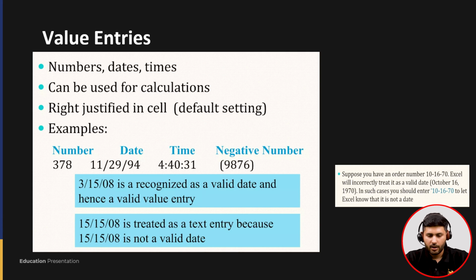You can have a look over here. There's a small suggestion mentioned. Suppose we have an order number 10-16-17. Excel will incorrectly treat it as a valid date, October 16th, 1970. In such cases, you should enter 10-16-17 with an apostrophe in the beginning to let Excel know that it is not a date. You can later on also adjust the same thing from the data type options available in the Home tab.